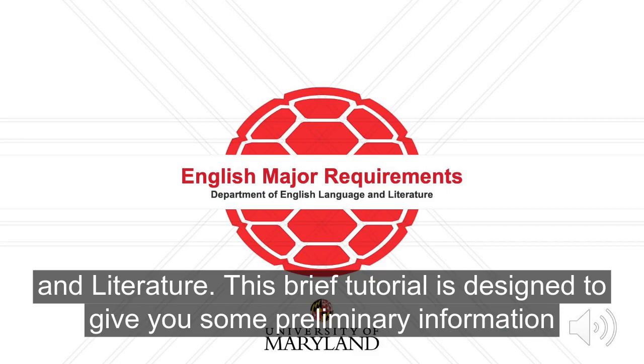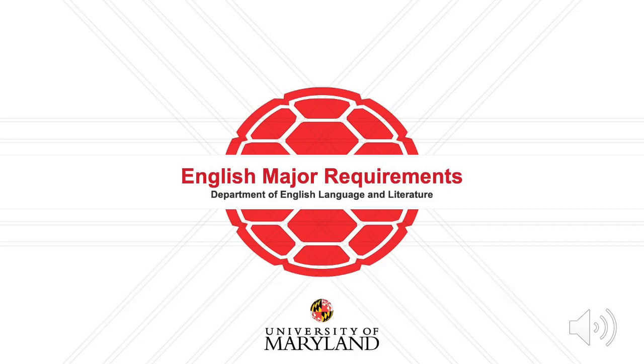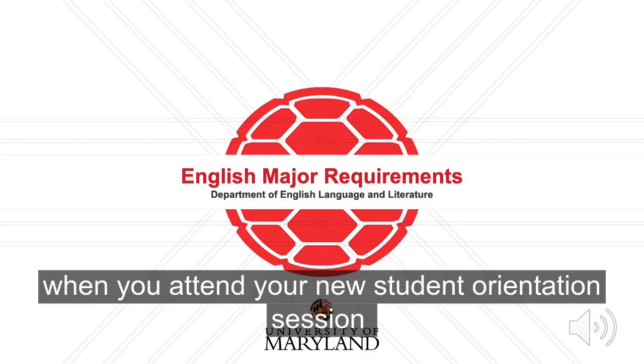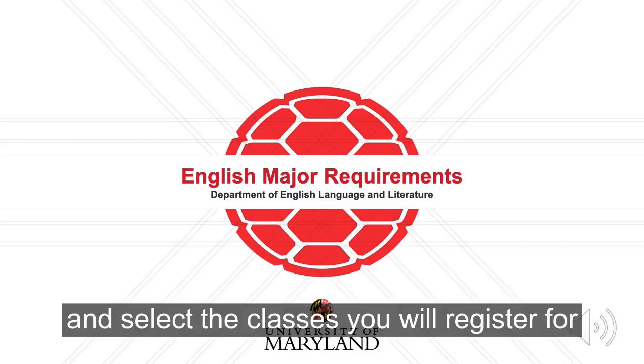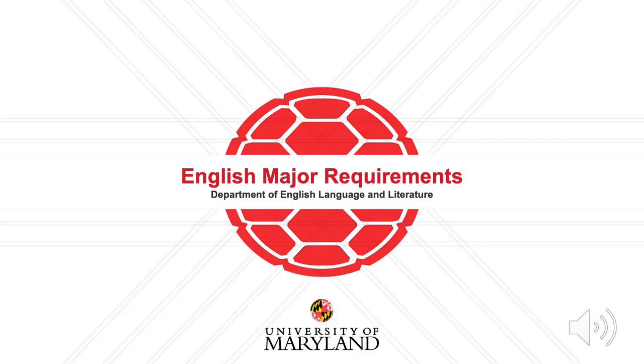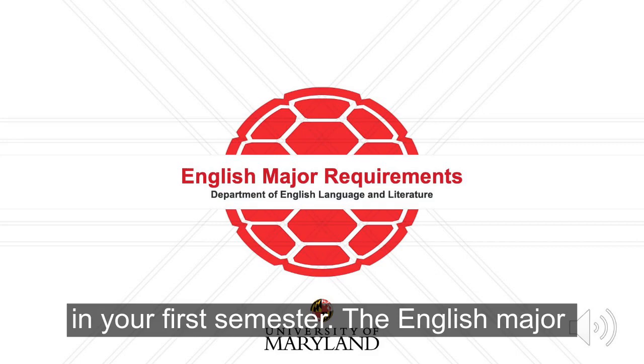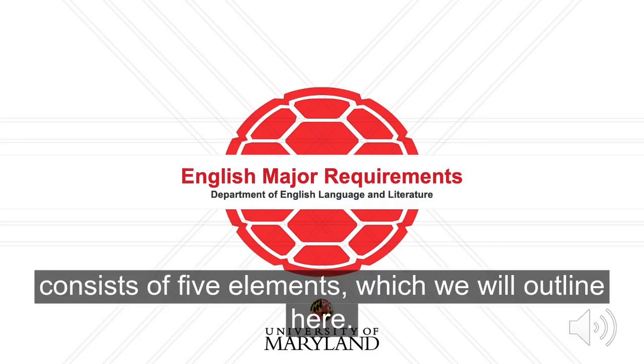This brief tutorial is designed to give you some preliminary information about the English major. This information will be useful to you when you attend your new student orientation session and select the classes you will register for in your first semester. The English major consists of 5 elements, which we will outline here.